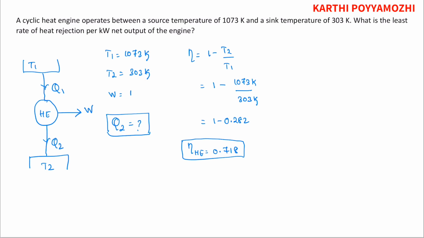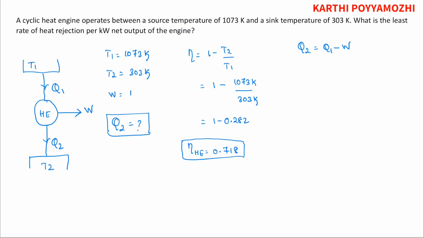Generally, the value of Q2 is found by the equation Q2 is equal to Q1 minus W. In this equation, the value of W is known, but the value of Q1 is unknown. So, first we need to find the value of Q1 before finding the value of Q2. Therefore, we should find the value of Q1.